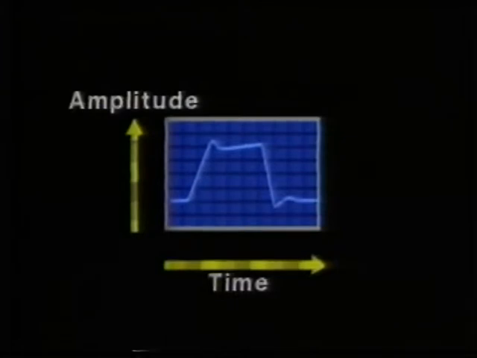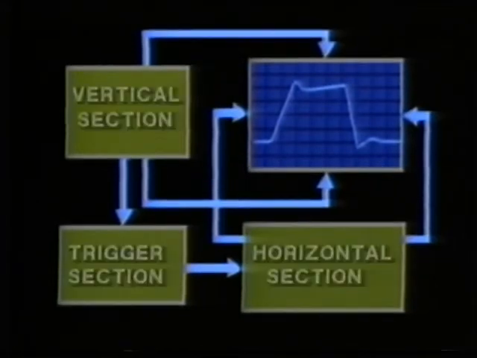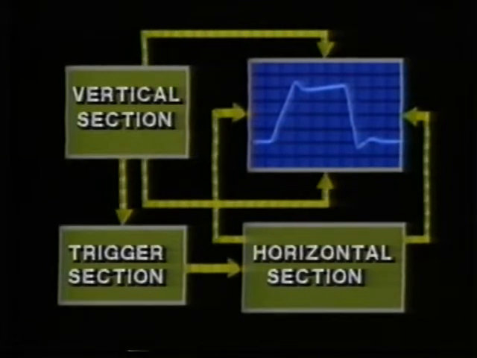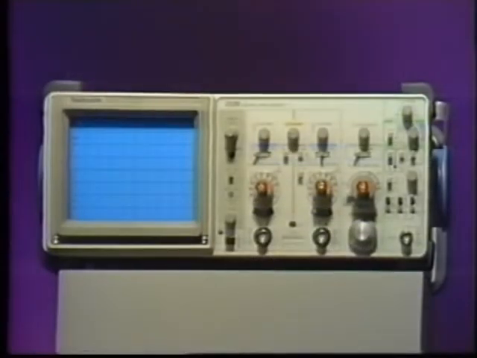So the scope lets us see the amplitude of an electrical event over a calibrated period of time. In this program, we'll use a block diagram of a typical oscilloscope to show you how an oscilloscope displays both vertical and horizontal information. We'll illustrate the operation of major functional blocks and how they relate to front panel controls. And we'll use a Tektronix 2235 as our demonstration oscilloscope.